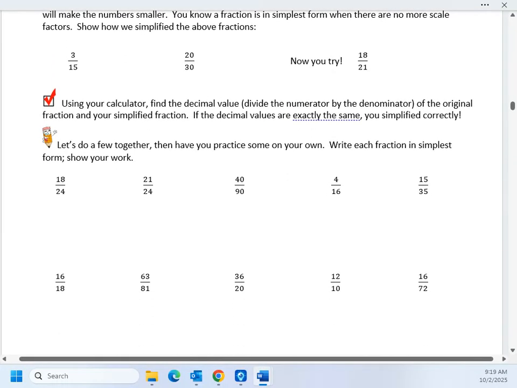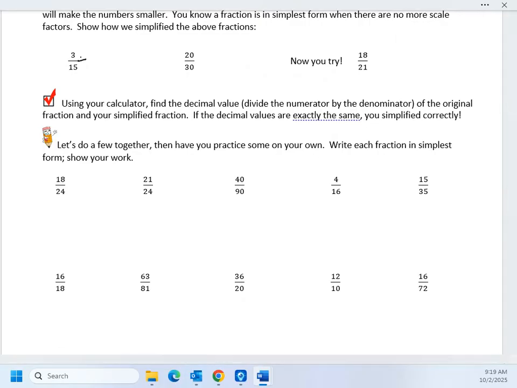So what scale factor can I divide out of 3/15ths? Michael? 3/3. I can divide that 3/3. 3 divided by 3 is 1. 15 divided by 3 is 5. How did they simplify 20/30ths? Jack? 10. We divide by that scale factor of 10. 20 divided by 10 is 2. 30 divided by 10 is 3.